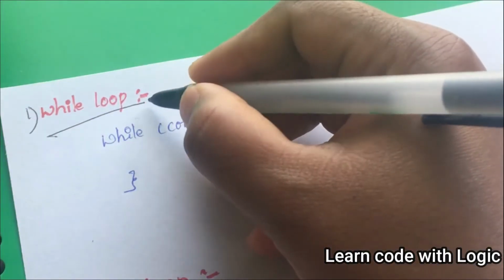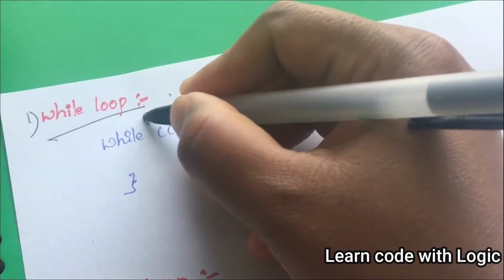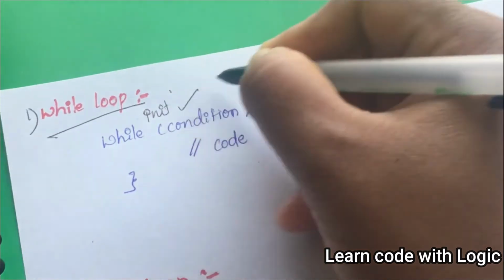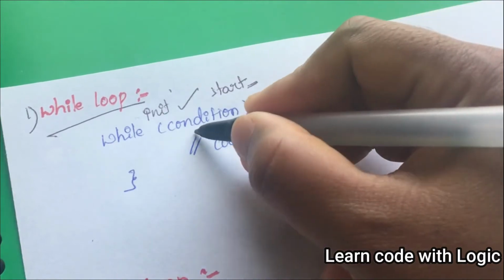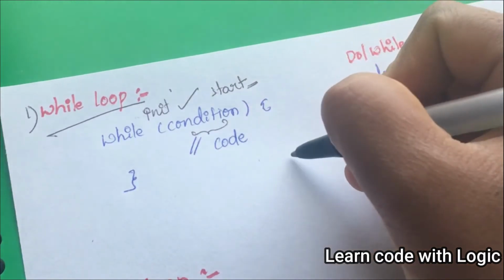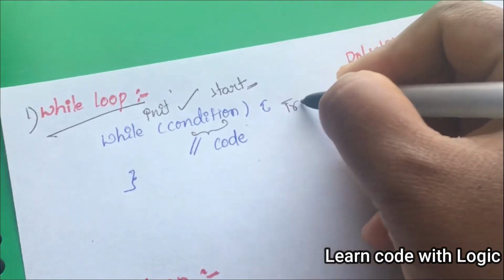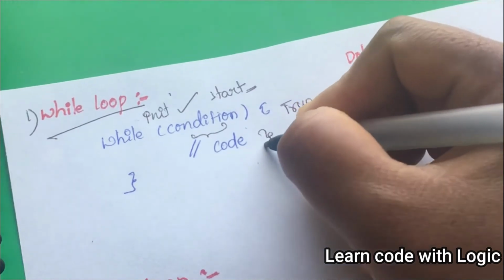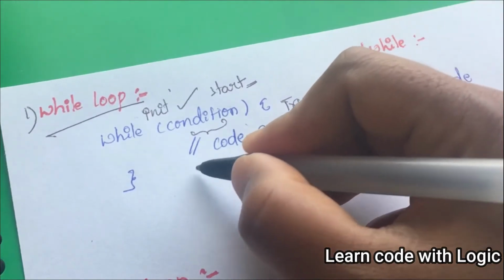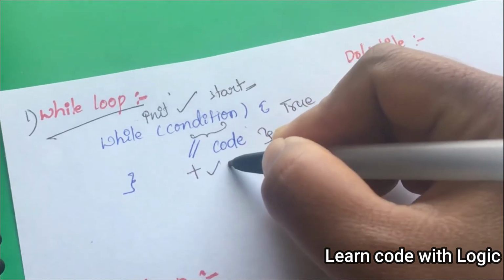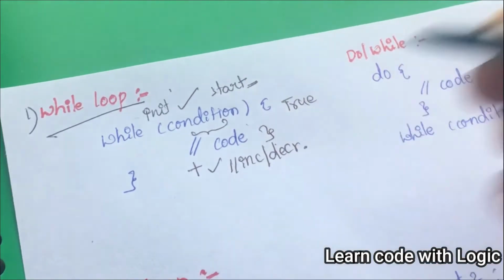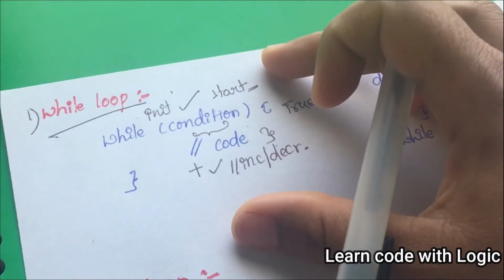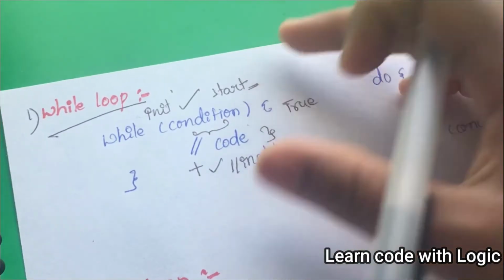The syntax of the while loop is, first we need to initialize the variable. This is the starting point. Then we need to give the condition. If the condition is true, then it performs the execution of the code. In addition, we also give the increment or decrement operator. This is pretty much the basic syntax for the while loop.